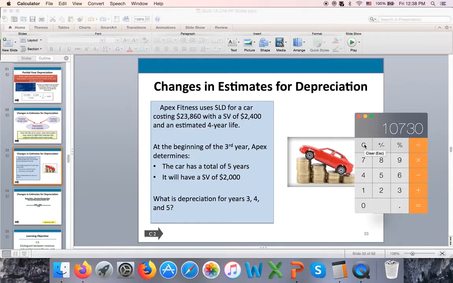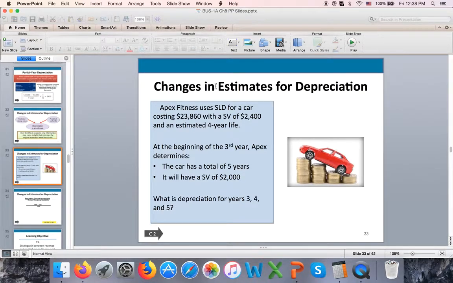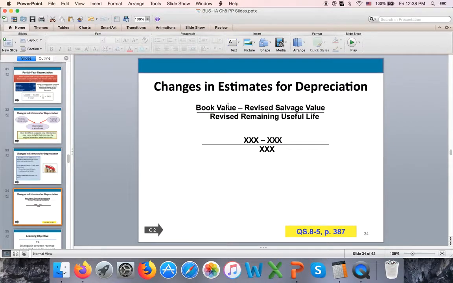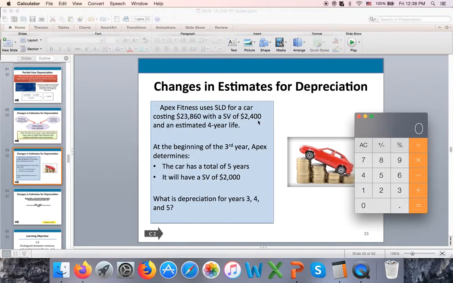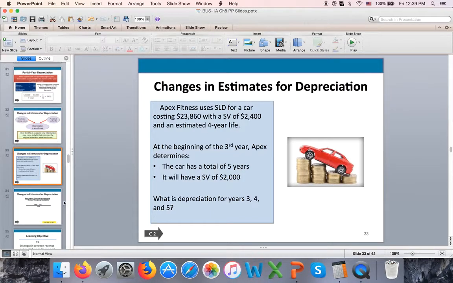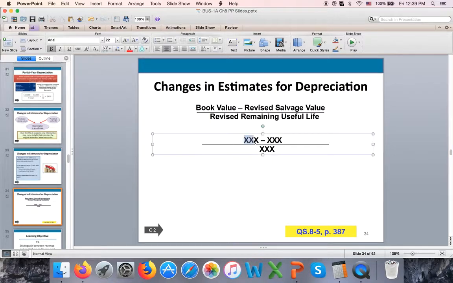I need to know the book value. What is the book value right here at the time of change? And the book value would be my original cost, 23,860, minus 2-year depreciation of 10,730. So this 13,130 is the book value. So I'm going to plug it in right here. 13,130. Let me double check.